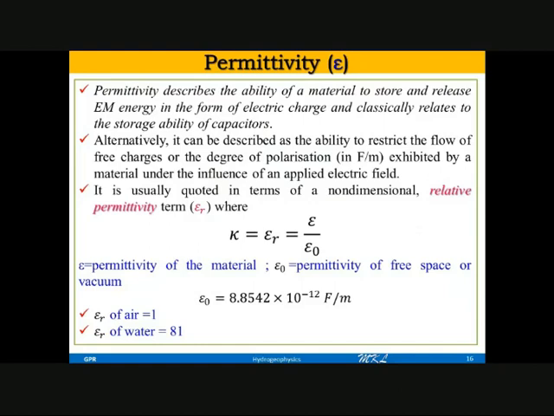Generally we use a non-dimensional term, the relative permittivity, kappa, which means the dielectric constant. So the dielectric constant kappa equals epsilon r equals epsilon by epsilon naught, where epsilon is the permittivity of the material and epsilon naught is the permittivity of free space or vacuum. The relative permittivity of air is 1. Remember that, write this down. And the relative permittivity of water is 81. Epsilon naught is 8.8542 times 10 to the minus 12 farad per meter.